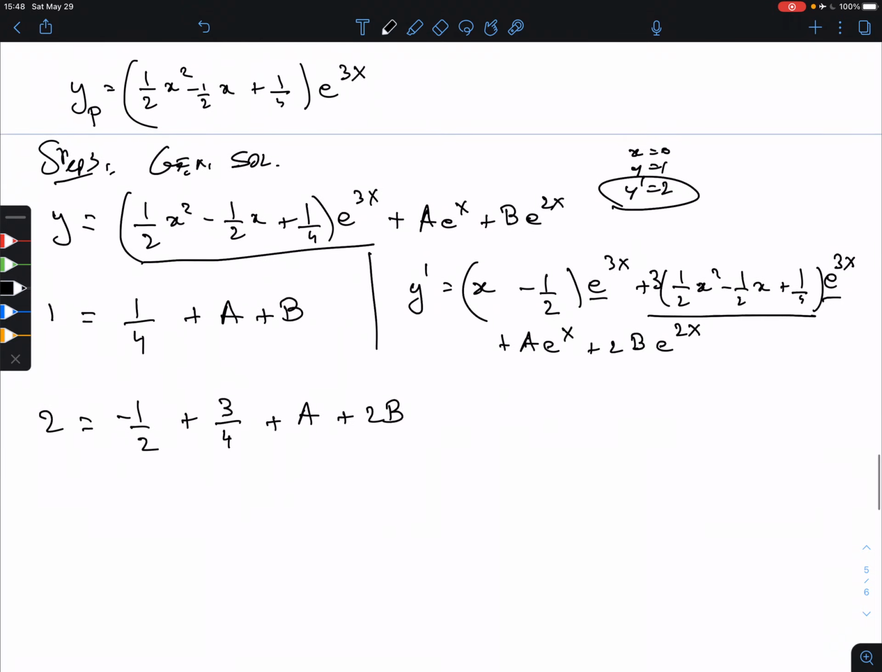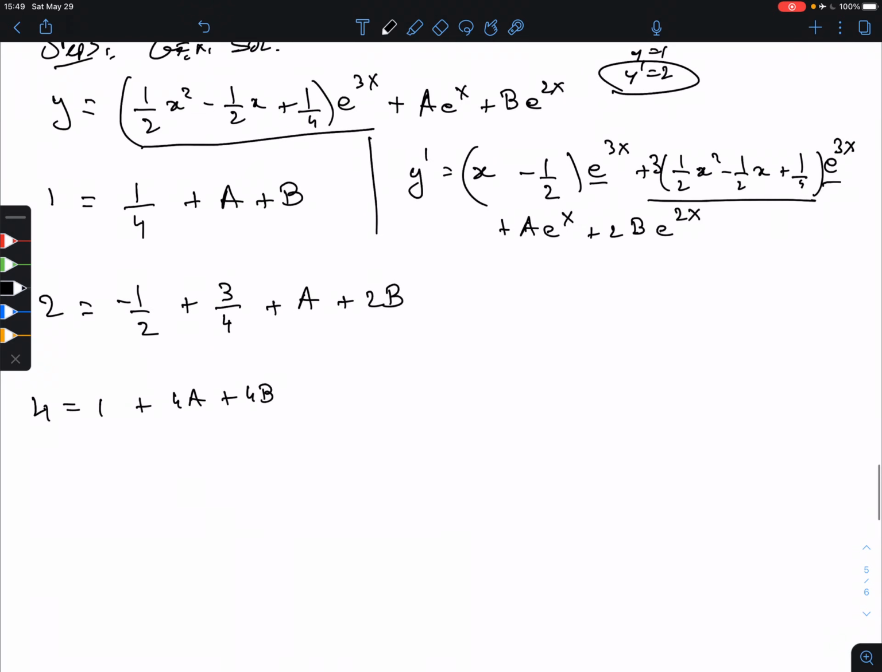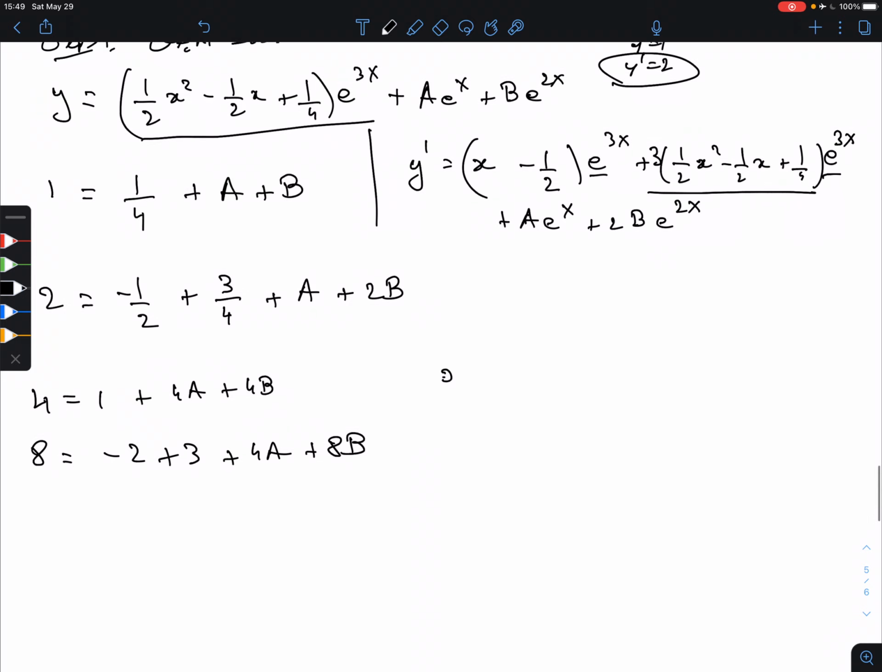Okay, so what do we get here? I don't like fractions, so let's multiply everything with 4 here, both equations. So we get 4 is equal to 1 plus 4a plus 4b, and then 8 is equal to minus 2 plus 3 plus 4a plus 8b. You follow? Multiply everything with 4. And then perhaps we bring the constant to the other side, so 3 is equal to 4a plus 4b, and then here we get 1, so 7 is equal to 4a plus 8b.